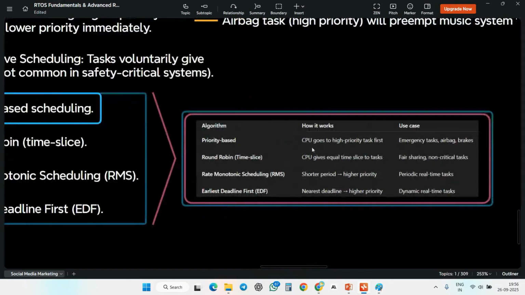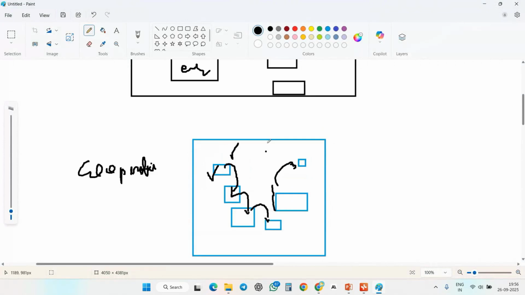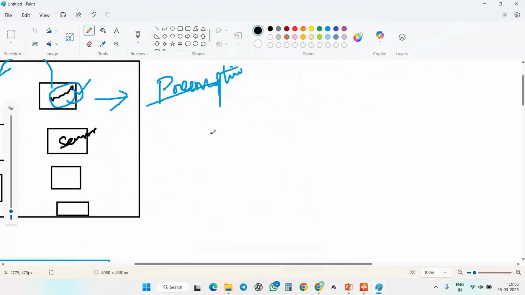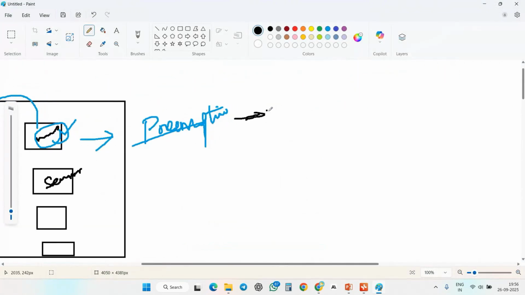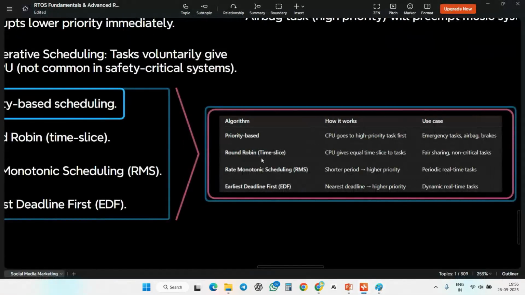So priority-based scheduling is prioritizing your first, second job. Same thing, we call it a preemptive task. This is also called priority scheduling. Whenever a high priority task comes, you should stop the low priority task and give priority to the high priority task. That is one. And the round robin technique.